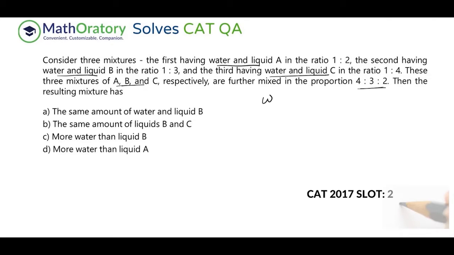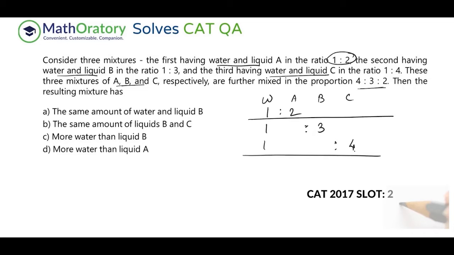So first of all, let me note this down. We have three things here: water, A, B, and C, and we have three mixtures. The first mixture, water and A, are in the ratio 1:2. So there is nothing of B and C in it. The second one has water and B in the ratio 1:3, and the third one has water and C in the ratio 1:4. So these are the three mixtures that we have.